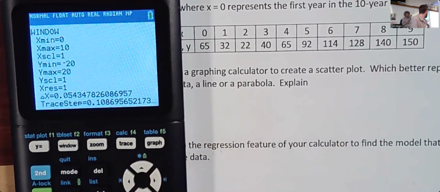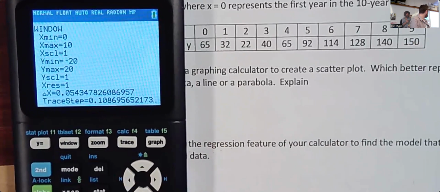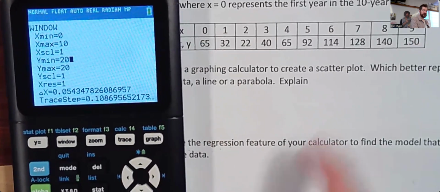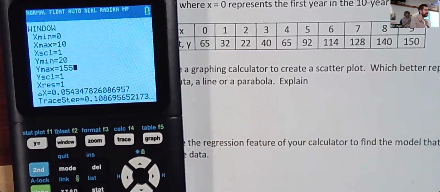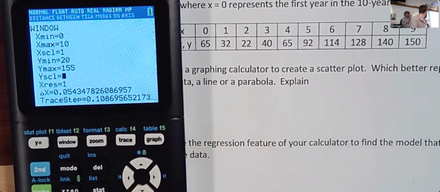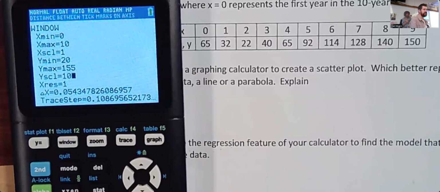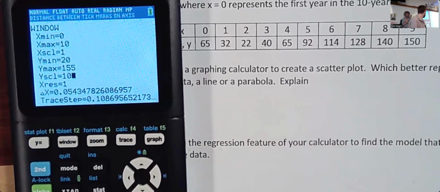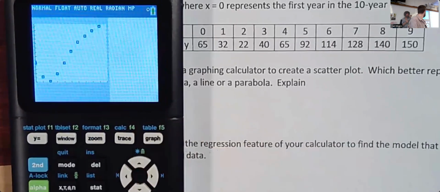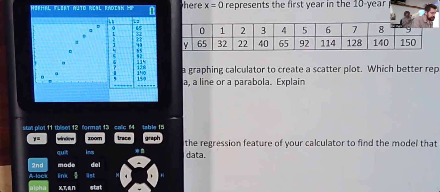The minimum Y value, the smallest Y value we have on our list is what? 22, so let's do 20. What's the maximum? 150, so let's just do 155. Get a little bit of wiggle room on either side of it. And then the scale, maybe 10, 15, not 1. That wouldn't be very good. That would be a little bit too condensed. But if we go by 10s, that's fine. And then hit the graph button on the upper right, and you should see all of your points right there.